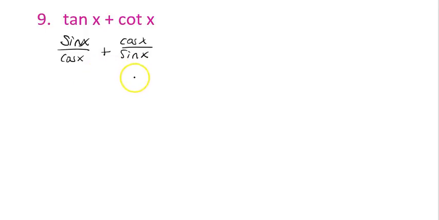This is the case where I have to get a common denominator. So again, this is really similar to what we did with fractions at the beginning of the year. It's just we have trig now. So the common denominator between cosine and sine is cosine sine or sine cosine. You got to have both of them. So I'm going to put new fractions with a common denominator.